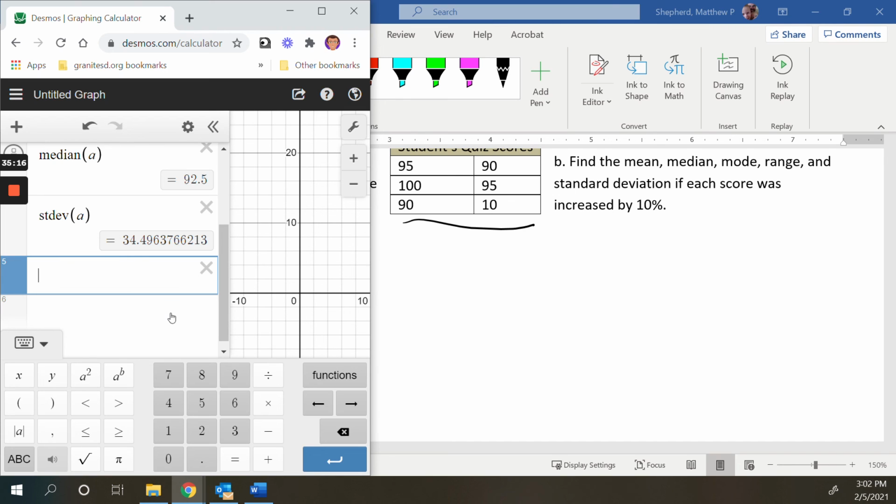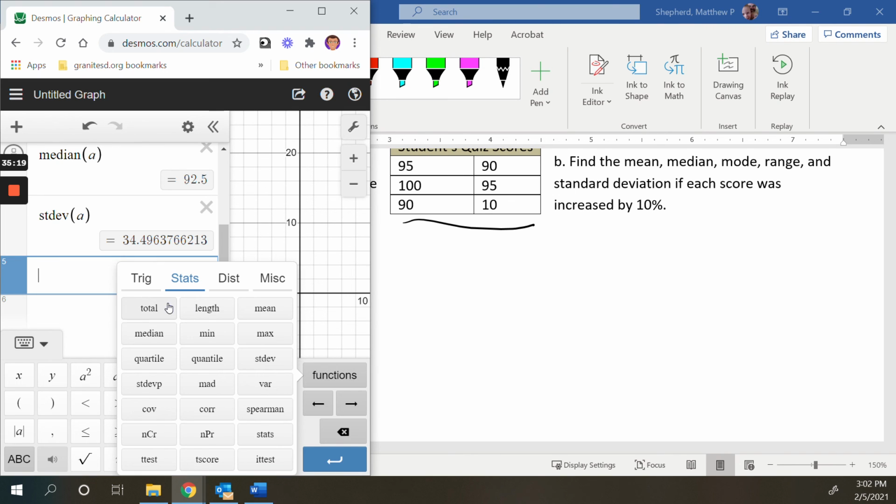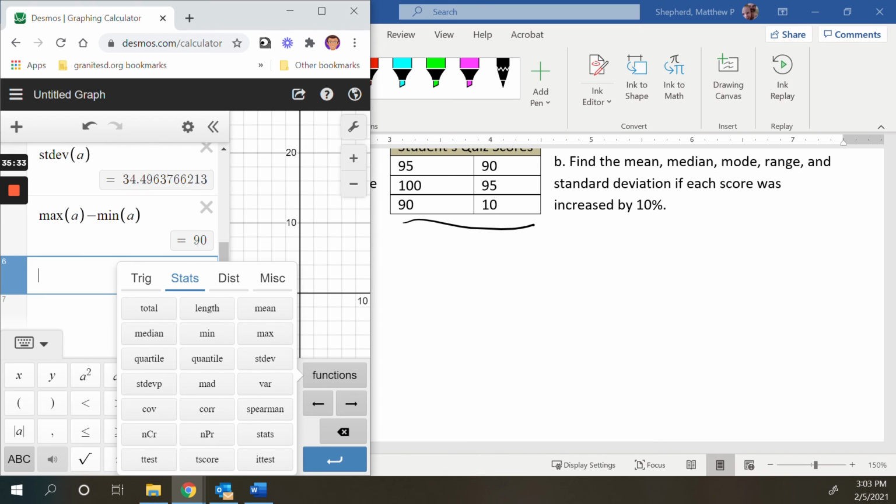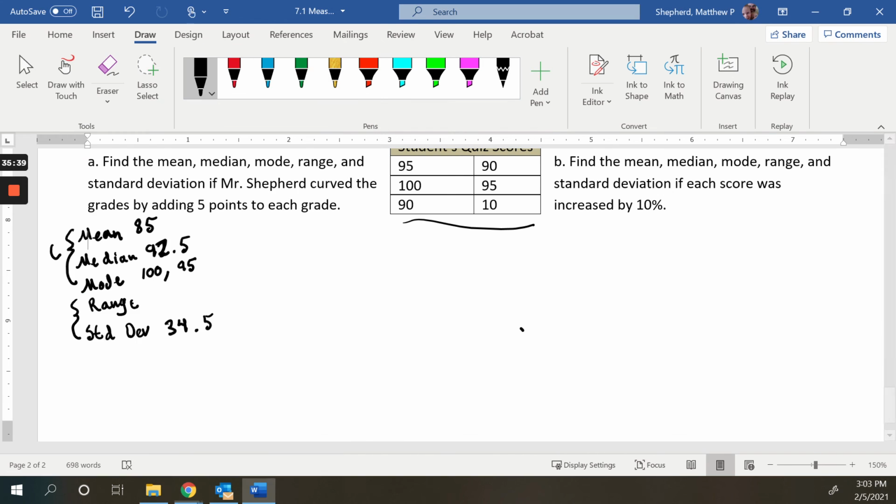Let's quickly see if we can find something for range. Well, we do have a max and a min, so let's do this. The max of A minus the min of A equals 90. So our range is going to be 90, because the range and standard deviation from that won't change just from adding it. But let's say we were altering grades by increasing each score by 10%.